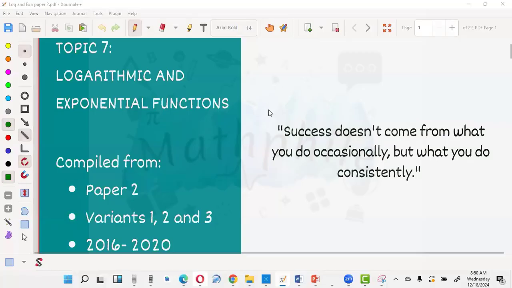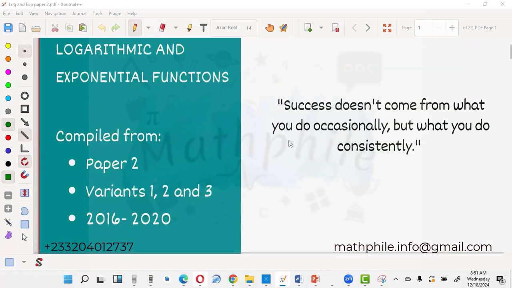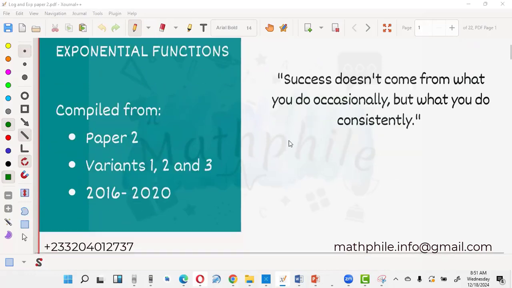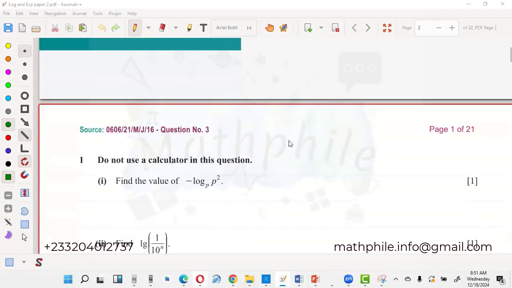Okay, so we're going to look at paper two, from 2016 to 2020. We'll try as much as possible to finish up everything, just like we did the last time. Then, if possible, we will do the application of the logarithms as well. Then, if there is time, we'll do the sketch of the logarithm functions.